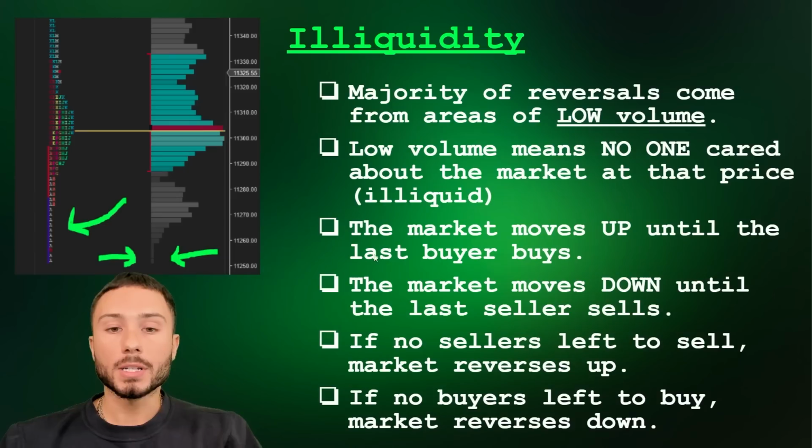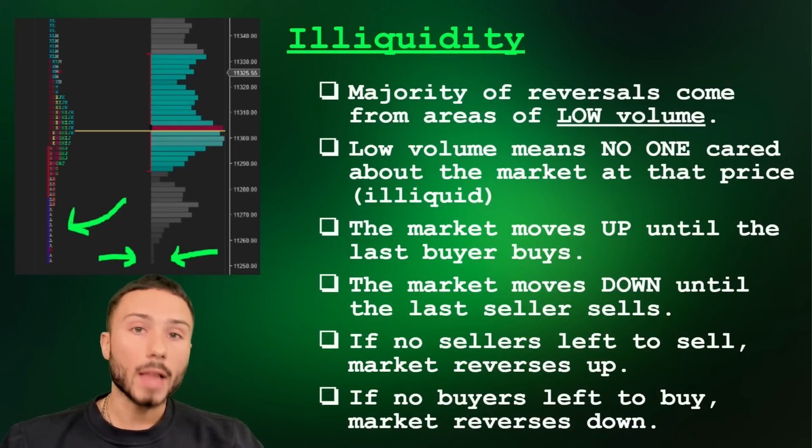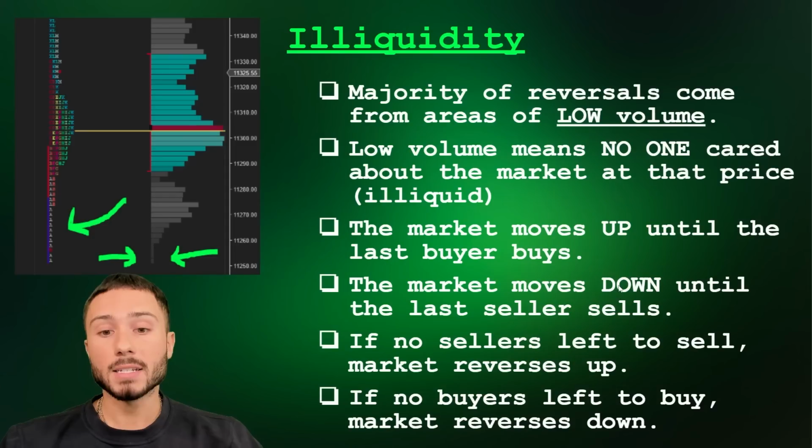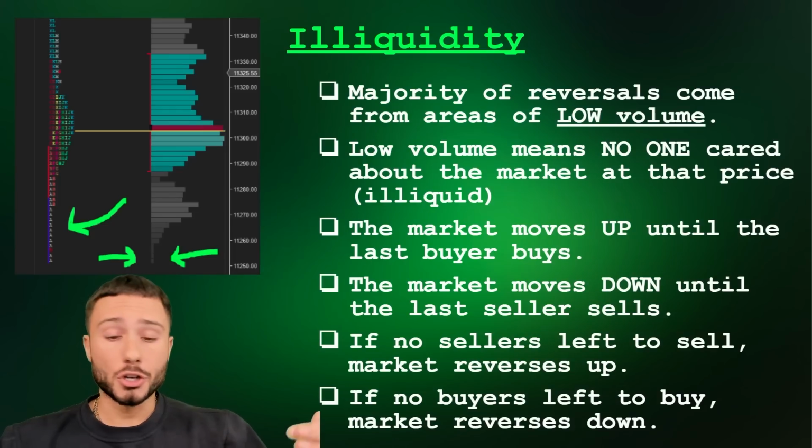How a market works is the market moves up until the last buyer buys, and the market moves down until the last seller sells. So if you were to look at every high or every low, the majority of the time that reversal comes when the last buyer buys or when the last seller sells. Think about this. If there's no sellers left to sell, then the market has to move up. If there's no buyers left to buy, then the market has to move down.